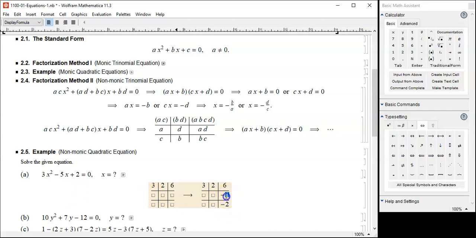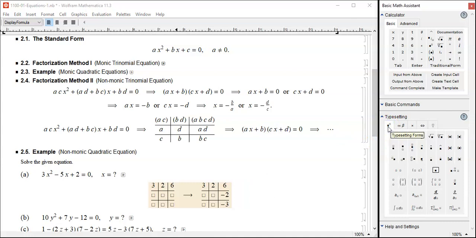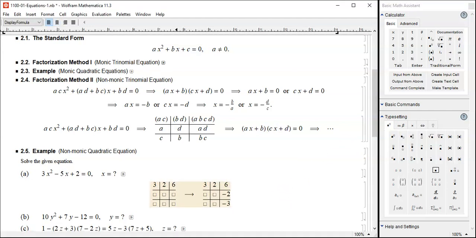No, that's not going to do it. Excuse me. 2 times 3 will do it. Negative 2 times negative 3 is positive 6, and they add up to negative 5. Okay, alright. That's correct.